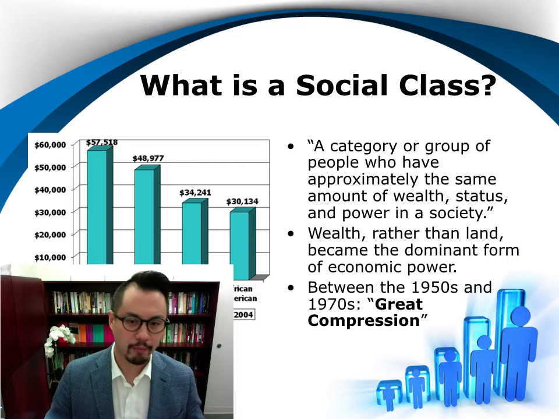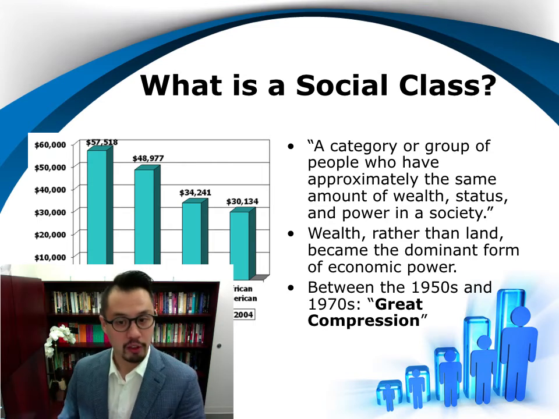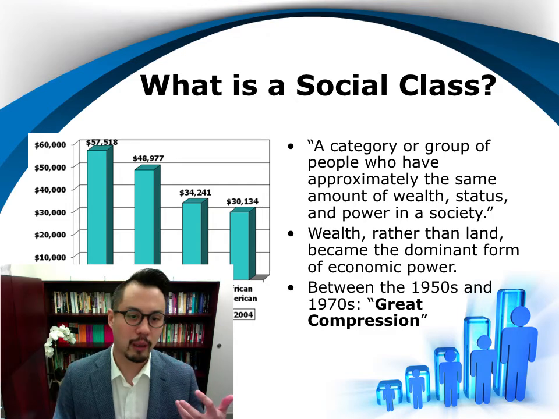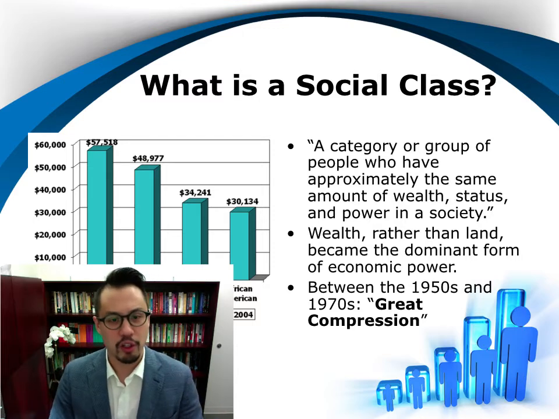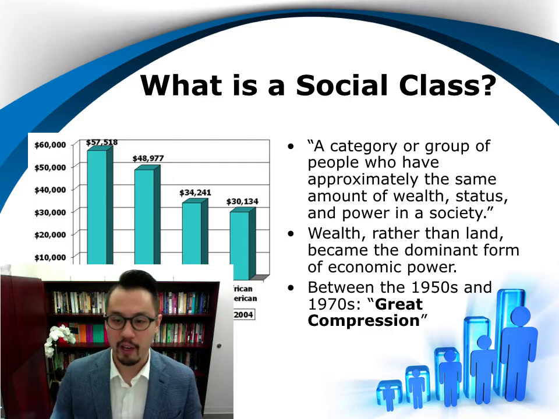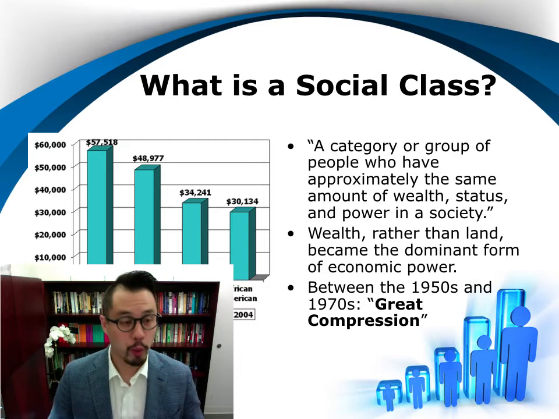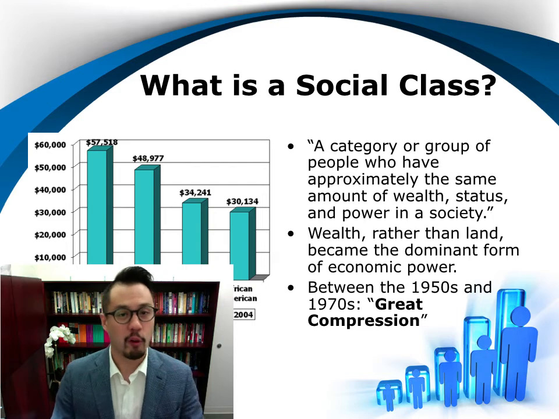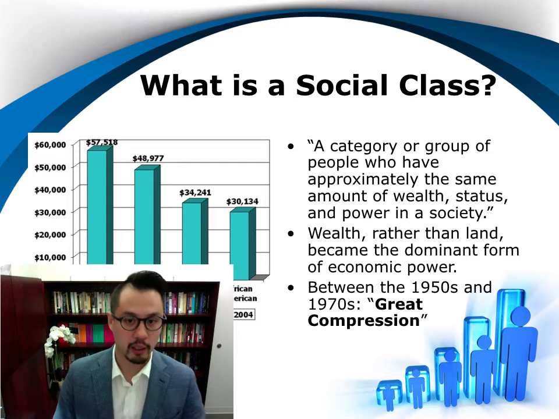So what is social class then? Well, it is a category of people who have approximately the same amount of wealth, status, and power in our society. What makes social class today distinct from classes in historical periods is the transition from the medieval agrarian types of economies in the West to industrialized economies, which are defined by large urban centers during and after the Industrial Revolution. That happened around the 19th century. So nowadays, wealth, rather than land, has become the dominant form of economic power. And subsistence-based systems of economic life, which still exist today, have largely given way to a more commodity-based market economy.